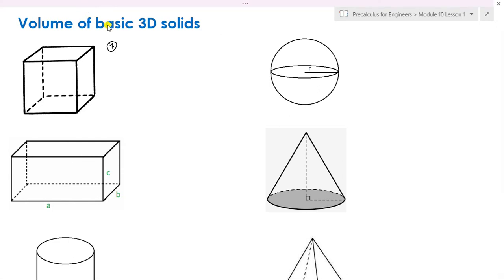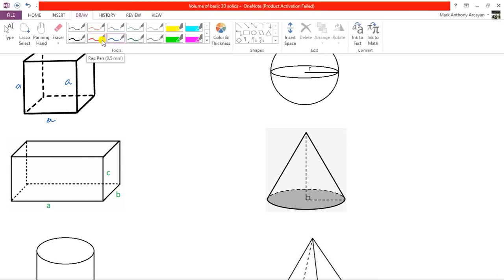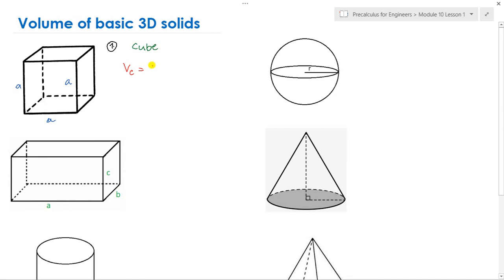Diba, this is a cube. This is a cube. The cube is composed of three sides or three dimensions that have the same measurement. Diba, pareha sila. So let's say if we have a length of A, of course automatic ihapong width or breadth is A, and then its height is also A. So therefore the volume of the cube is equal to A cubed.